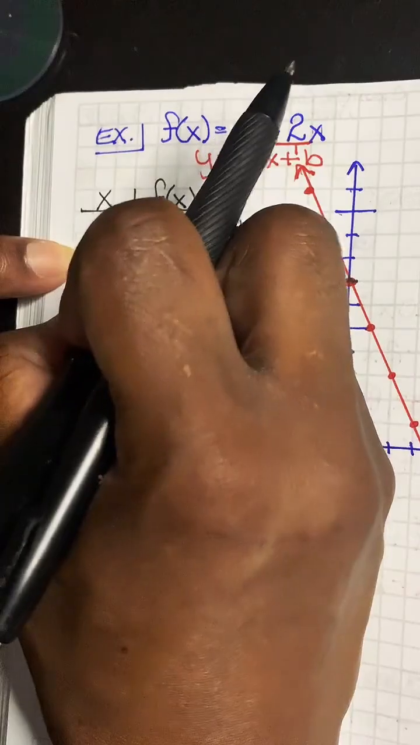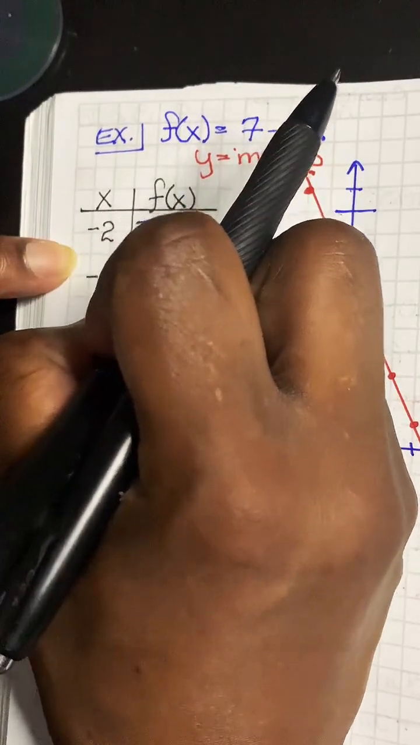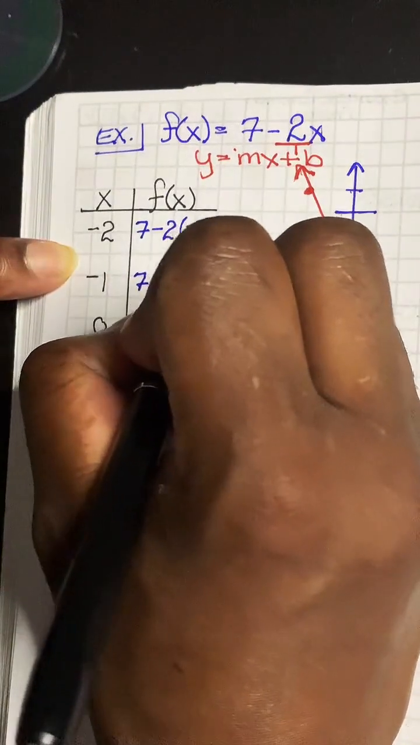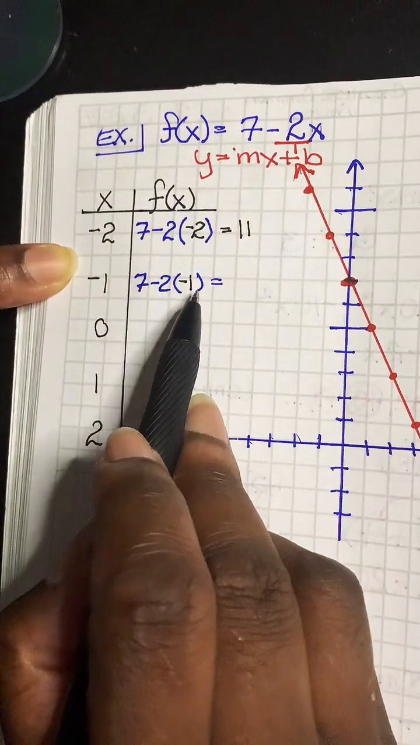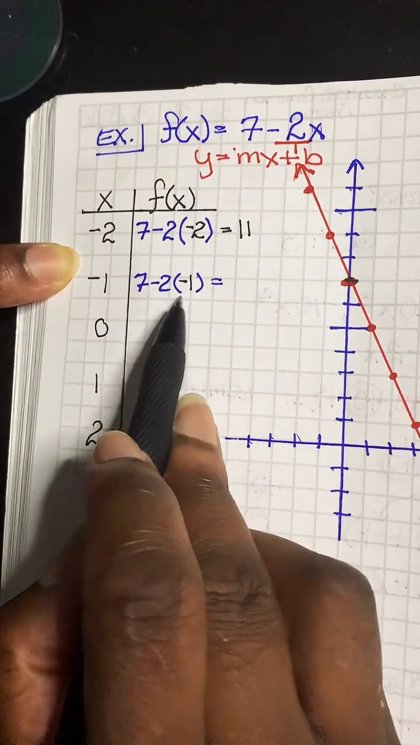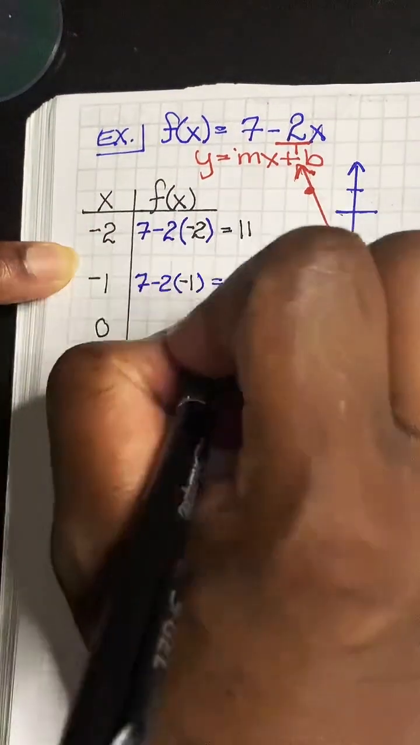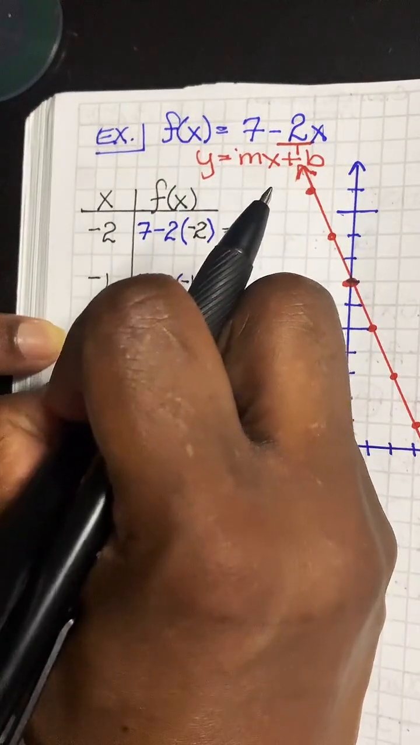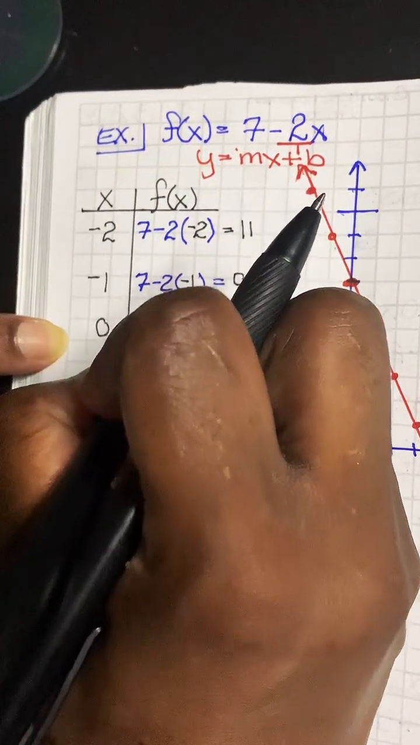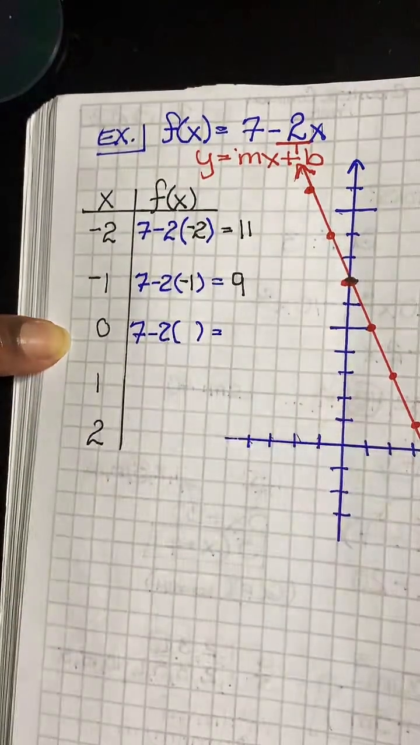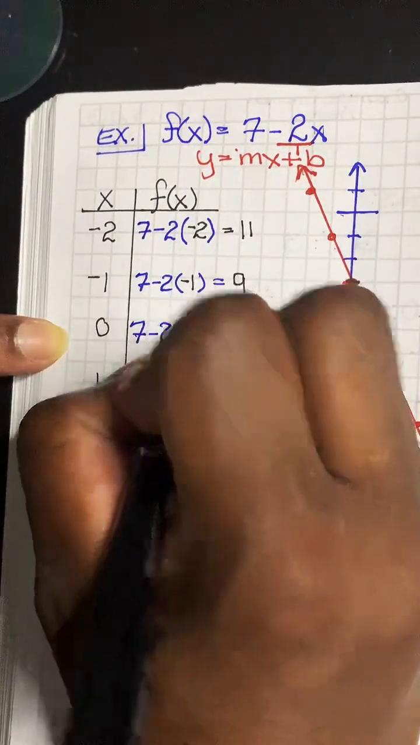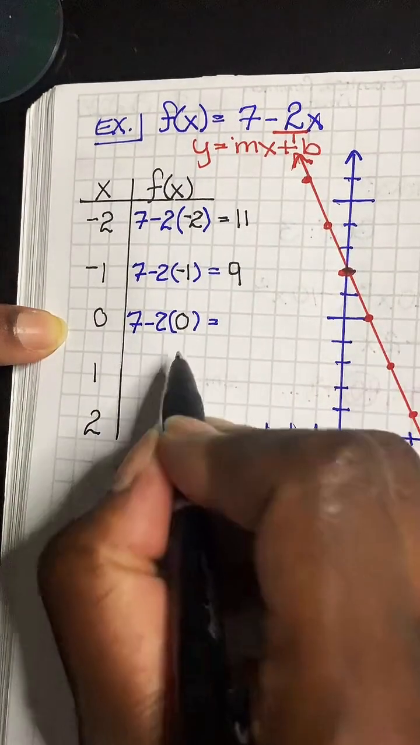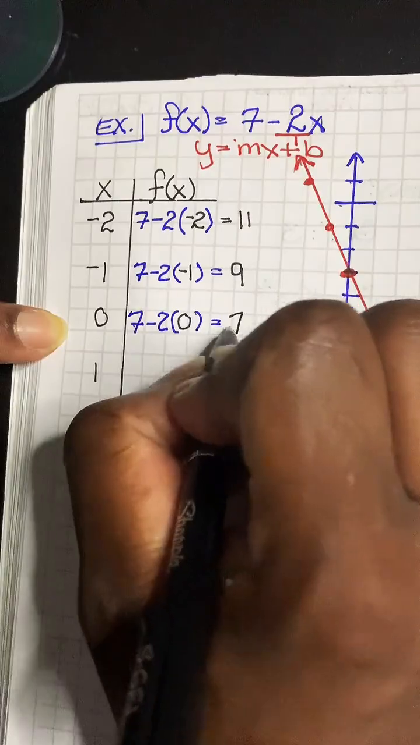The other one, we have our 7 minus 2, plug in our -1. -2 times -1 gives me a positive 2. So 7 plus 2 gives me 9. Then we have 7 minus 2 times my 0. Anything times 0 is 0. So 7 minus 0, you have $7 and you didn't spend any. Guess what? You got $7. Okay?